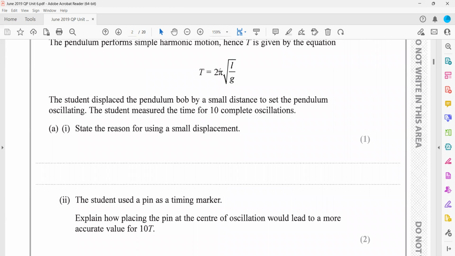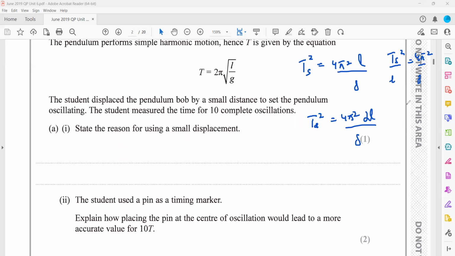So if I square this equation, it will be T square equals 4 pi square L by g. If the pendulum of shorter length has Ts, then for double length, Td square will be equal to 4 pi square times 2L divided by g. If I simplify, Ts square over L equals 4 pi square by g, and moving 2L to this side, Td square over 2L equals 4 pi square by g.